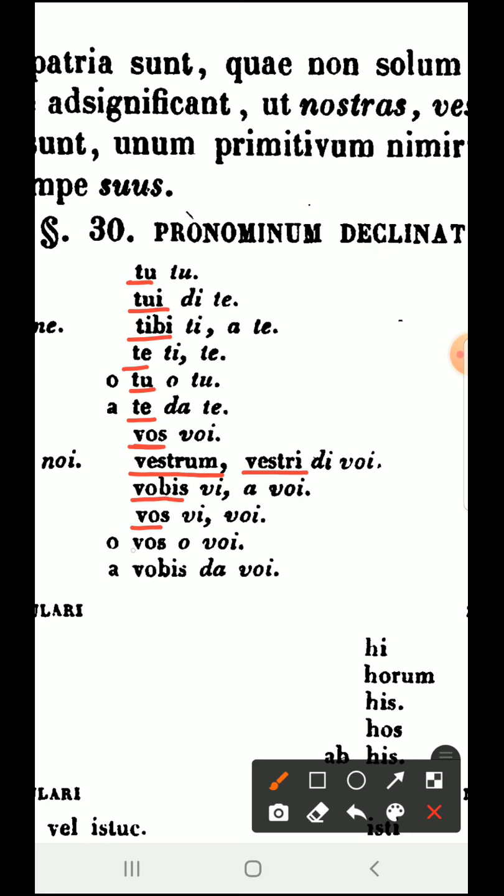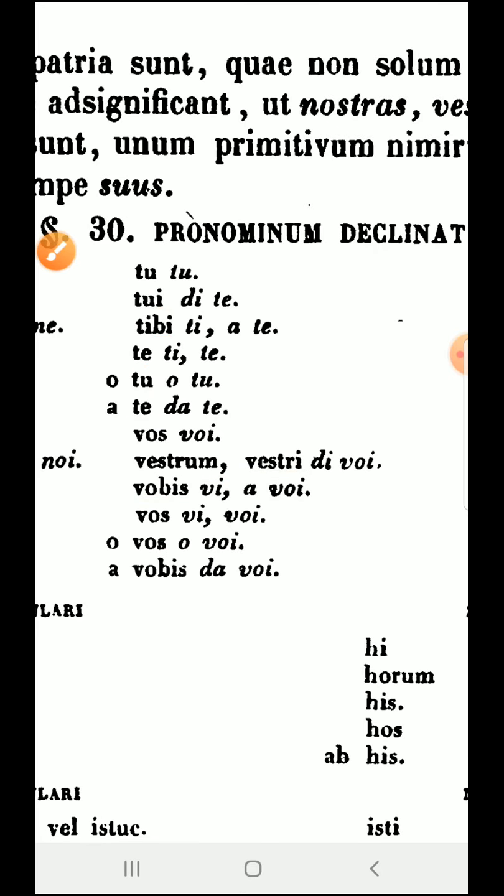O vos means oh, you all, the vocative case. And then lastly, a vobis, the ablative case, from you all. Vos, vestrum, vobis, vos, vos, vobis. That gives us the singular and plural forms of the second person personal pronoun.